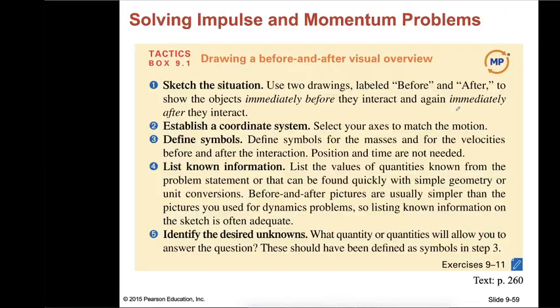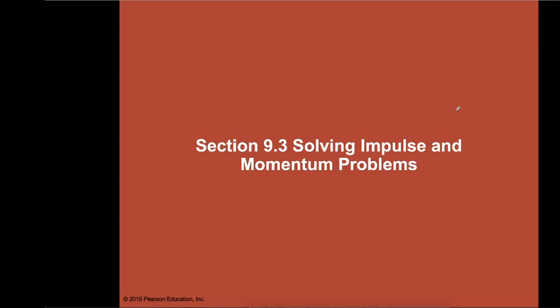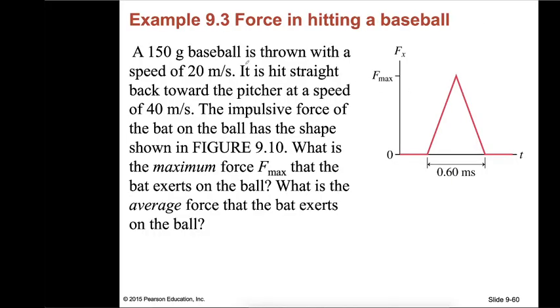Now let's solve some impulse and momentum problems. First, a 150 gram baseball is thrown with a speed of 20 meters per second, and then it is hit straight backward toward the pitcher at a speed of 40 meters per second. The impulse force of the bat on the ball has the shape shown here. What's the maximum force that the bat exerts on the ball? And what's the average force that the bat exerts on the ball? So we have two questions, and we're calculating the force.